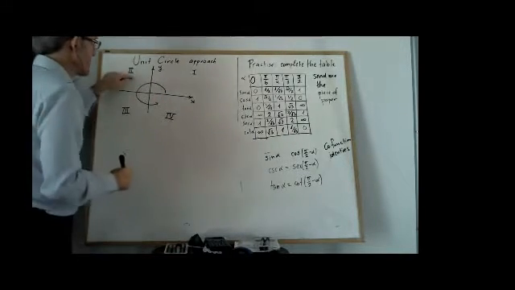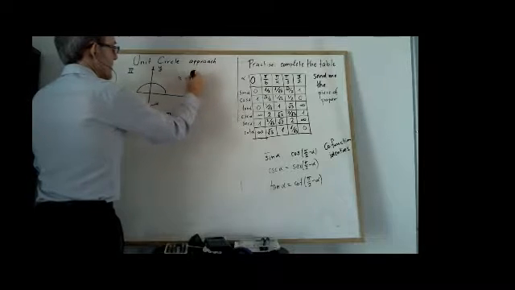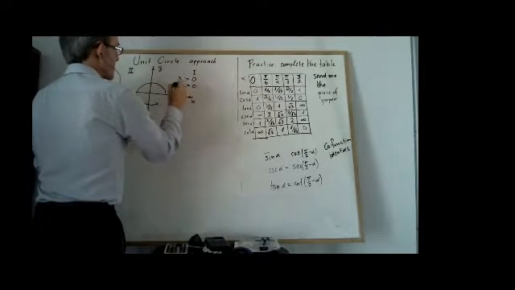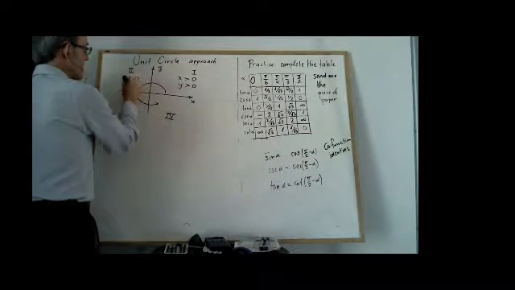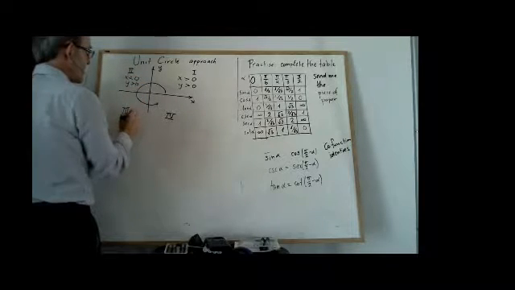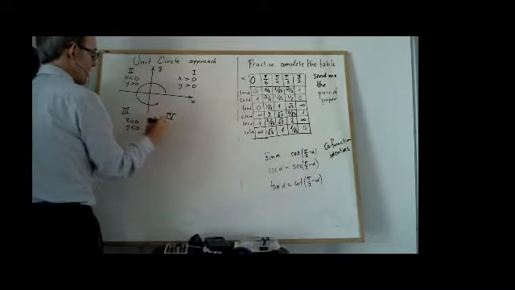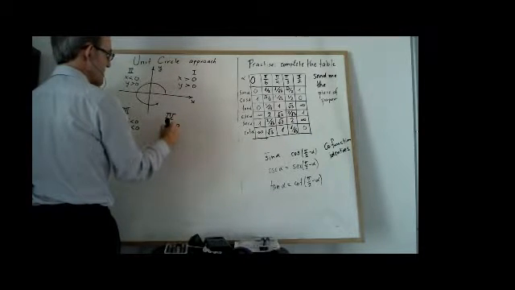So in quadrant 1, x is positive and y is positive. In quadrant 2, x is negative and y is positive. In quadrant 3, both coordinates are negative. And in quadrant 4, x is positive and y is negative.